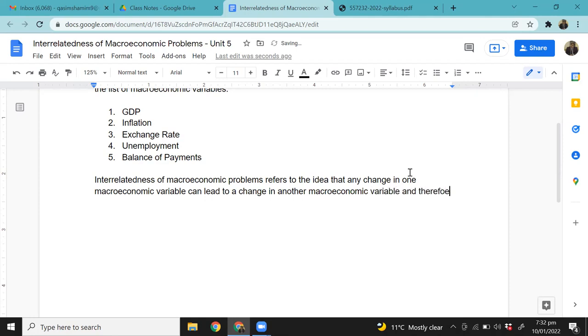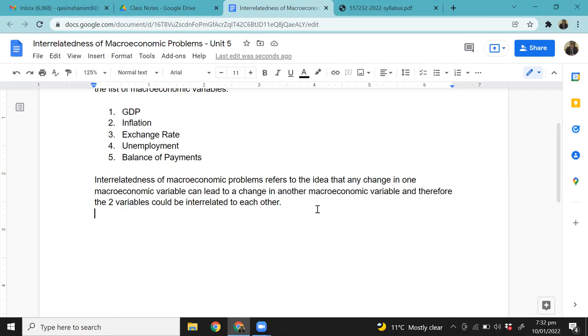Therefore, the two variables could be interrelated to each other. Now have a look at this. What does it say over here? Interrelatedness of macroeconomic problems refers to the idea that any change in one macroeconomic variable can lead to a change in another macroeconomic variable, and therefore the two variables could be interrelated to each other.